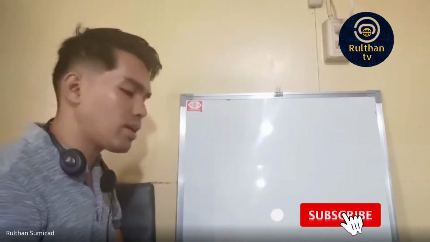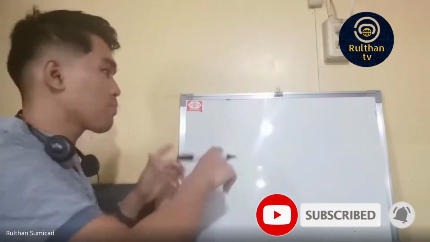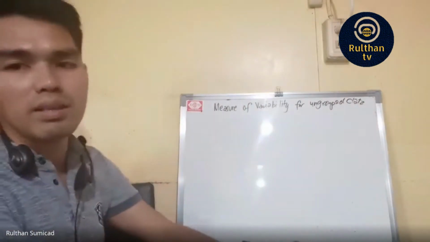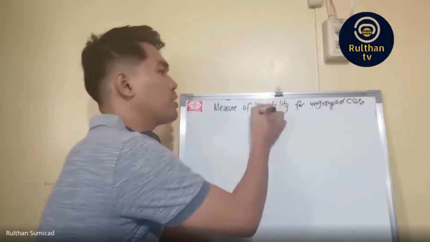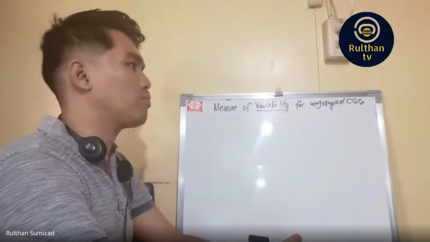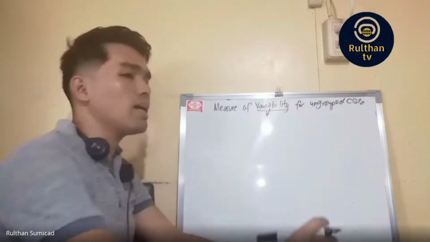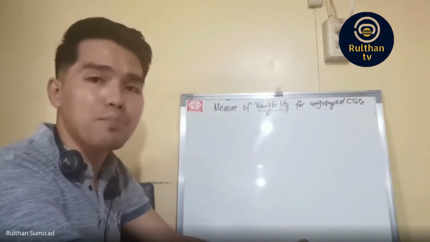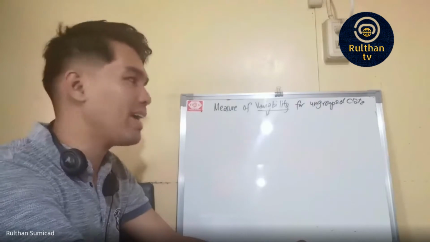Okay, so we will start with measures of variability. We have measures of variability for ungrouped data. Let's start with talking about variability for ungrouped data. What's variability? Variability is simply referring to the measure of dispersion of data in a given data set.